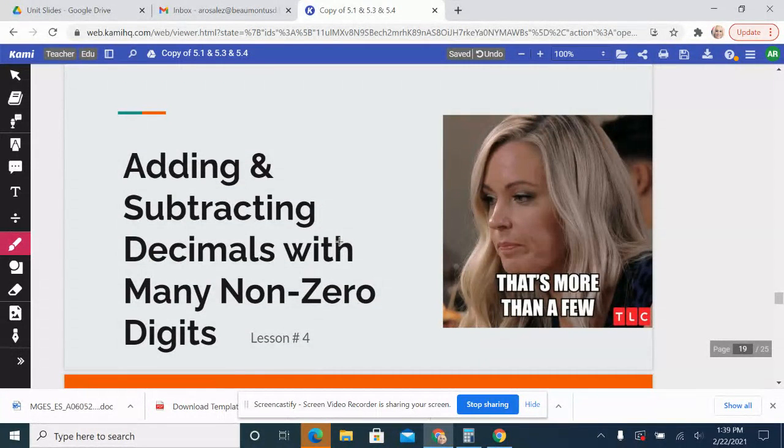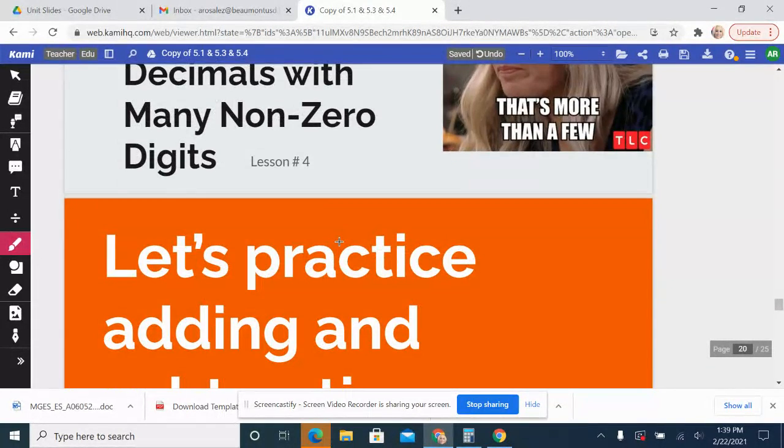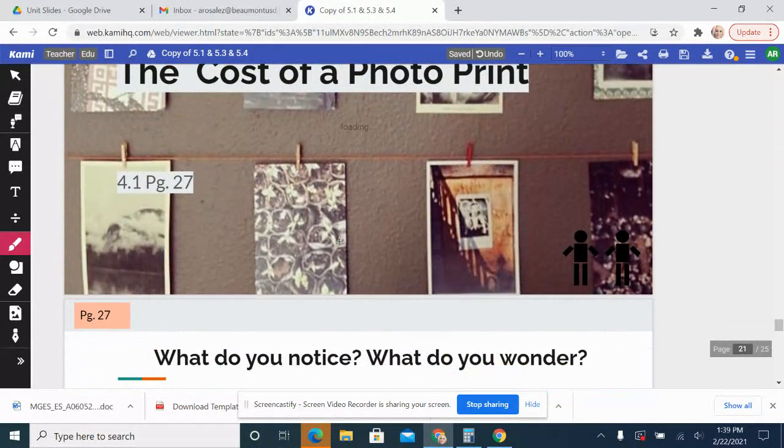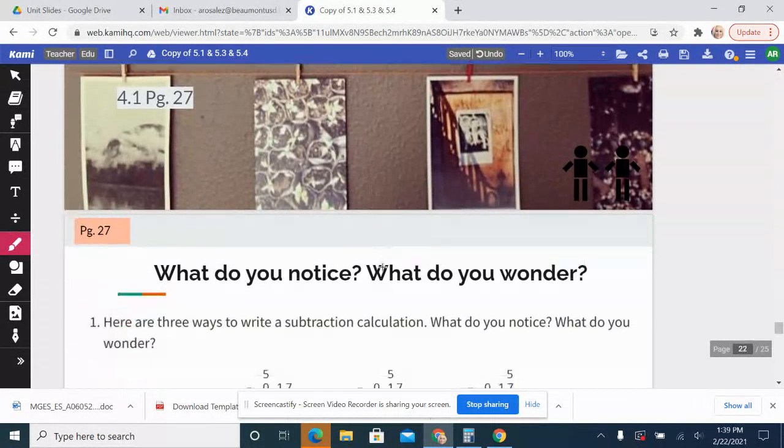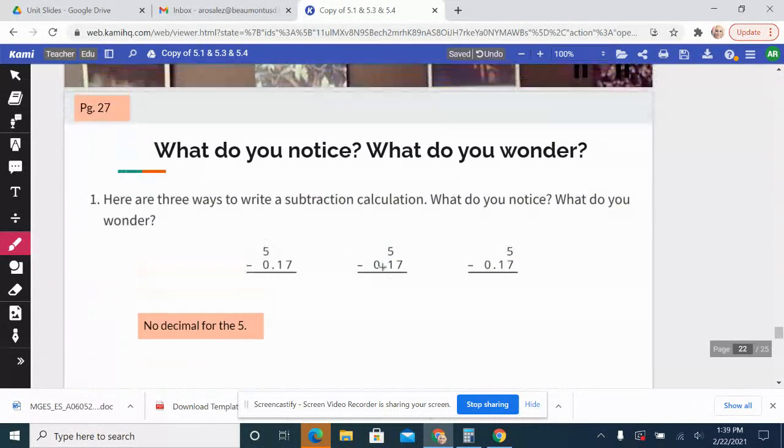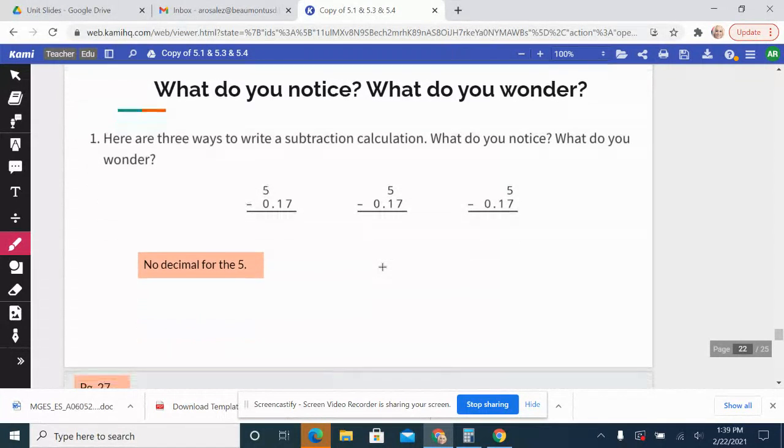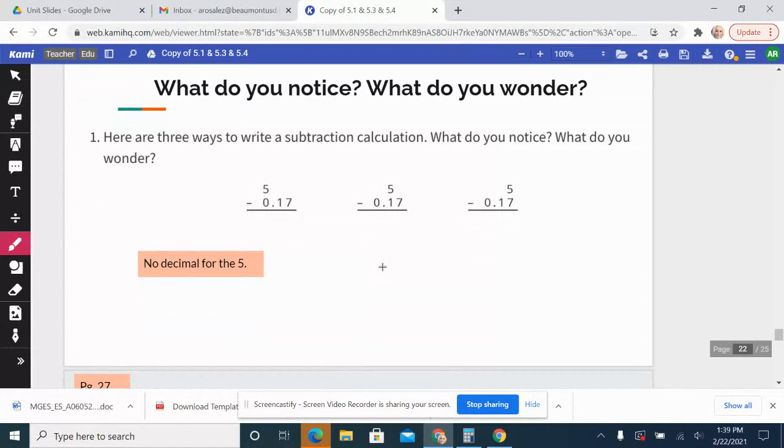Okay, so now we're on our last section, adding and subtracting decimals with many non-zero digits. So you're on page 27 in your book. That's where we will pick up, and we're almost done. It says, page 27, here are 3 ways to write a multiplication calculation. What do you notice? What do you wonder?